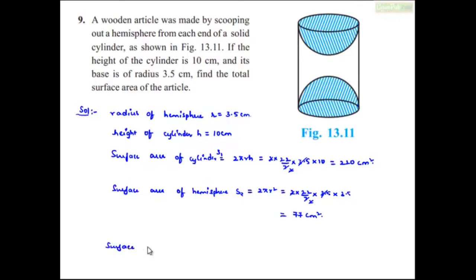So here we get the total surface area required is equal to S1 plus 2 times S2, which is 220 plus 2 times 77, that is 220 plus 154, which is 374 centimeter square.